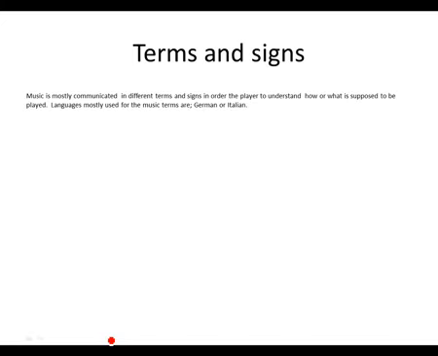Moving along to terms and signs. Music is mostly communicated in different terms and signs in order for the player to understand what is supposed to be played. We use languages like German and Italian mostly to communicate these terms and signs. Different types of musical terms: tempo, how fast or slow we should play; dynamics, how soft or loud we are supposed to play; and articulation, whether we play smoothly or staccato.